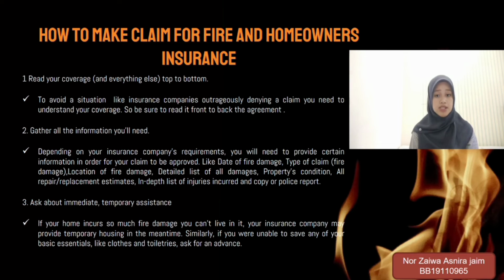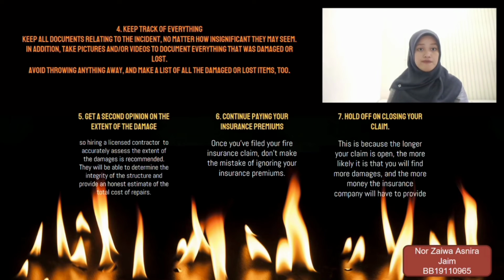The third step is to ask about immediate temporary assistance. If your home has so much fire damage that you cannot live in it, your insurance company may provide a temporary house in the meantime. Similarly, if you are unable to save any basic essentials, ask for an advance. The fourth is to keep track of everything. You need to keep documents relating to the incident. You can also take pictures or video to document everything that was damaged or lost.